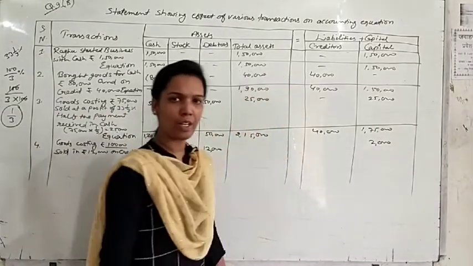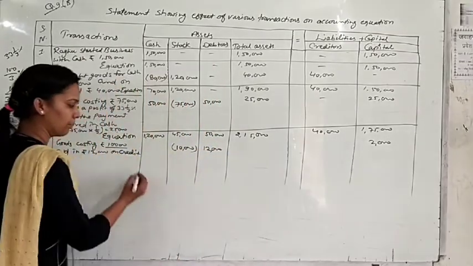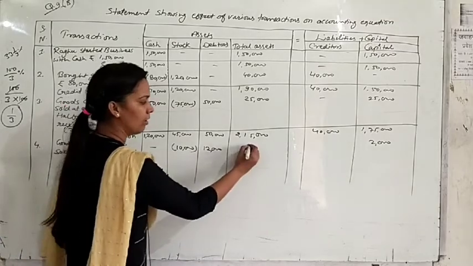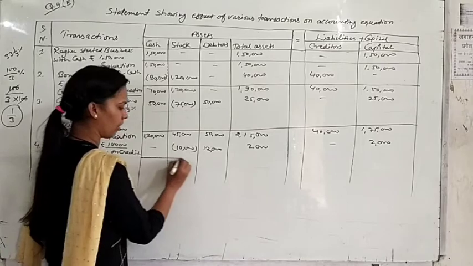So whatever profit and loss is there in the question, that will increase or decrease your capital. No effect on cash. Total assets 12 minus 10, 2,000, and no effect here on creditors.